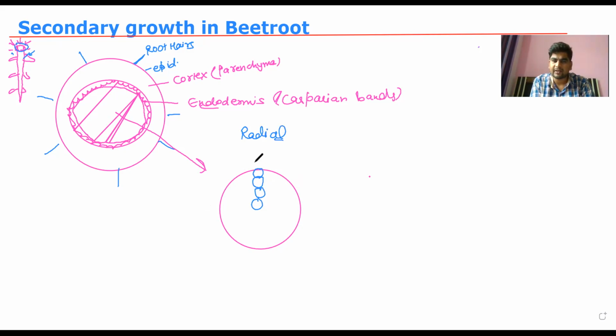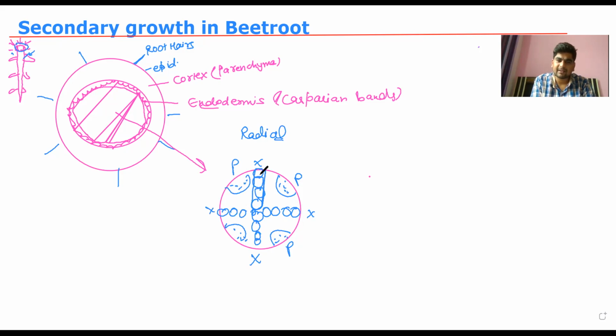Radial vascular bundle means xylem, then phloem, then xylem, again phloem, then xylem, again phloem, and xylem, and phloem. So you see once xylem, then phloem, again xylem, then phloem, then again xylem and phloem. So xylem and phloem are arranged radially on the radius. These kinds of vascular bundles are called radial vascular bundles, as seen in the root.